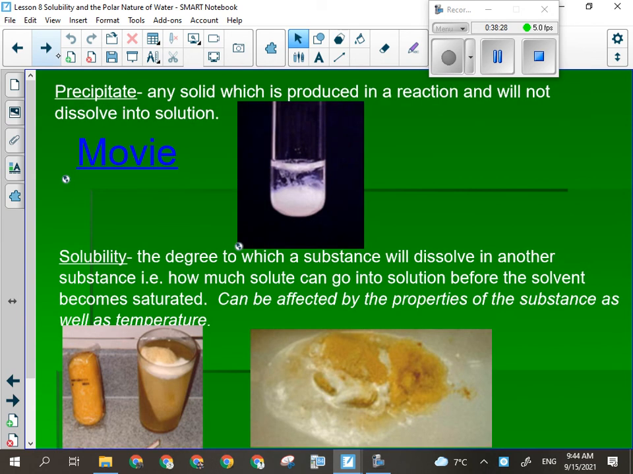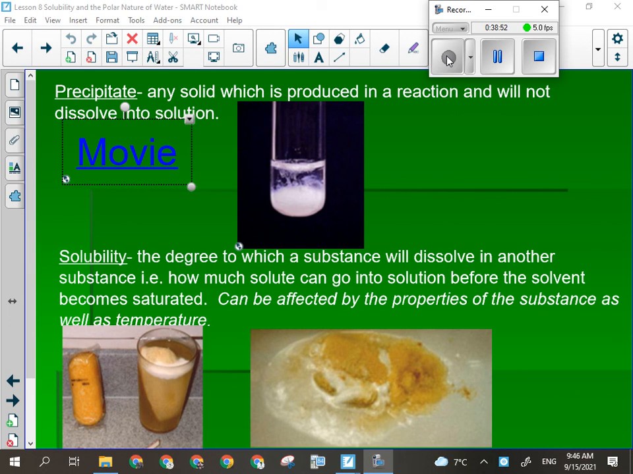Okay, so precipitate is another term. Okay, that's any solid that's produced in a reaction and will not dissolve in solution. Okay, and I'll show you a quick one of that here. It's nothing life-changing or anything like that, but people that add like 6 packets of sugar in a 6-ounce coffee, I've seen it.